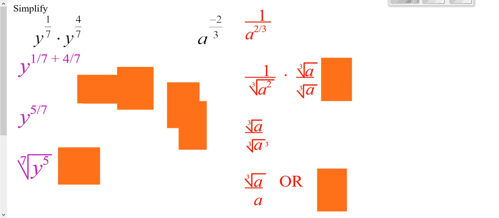Now, we did not start out with radicals, so we don't want to leave our answer with radicals. We're going to want to leave it with a fractional exponent of just a to the 1/3. We know the top is a 1/3 power. If that's the root, the 3 in the bottom, and the power you're raising it to, which isn't written, which is assumed to be 1, that's what's on top.